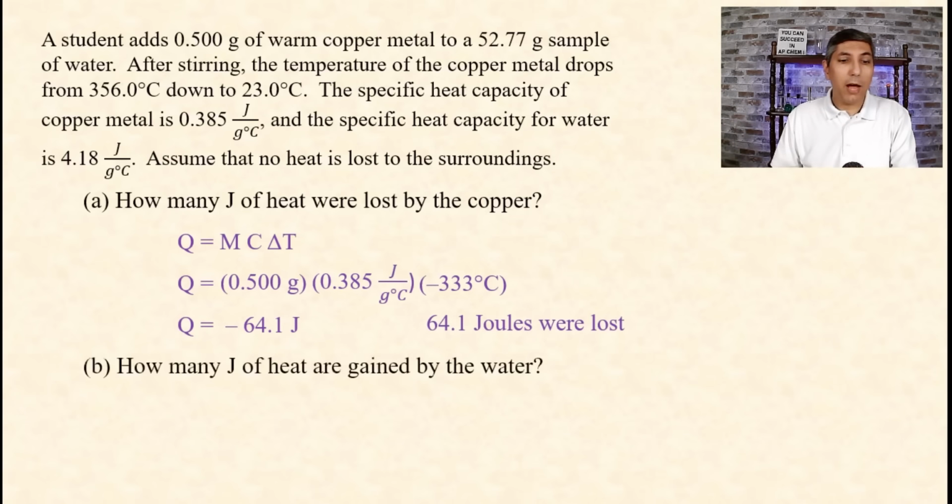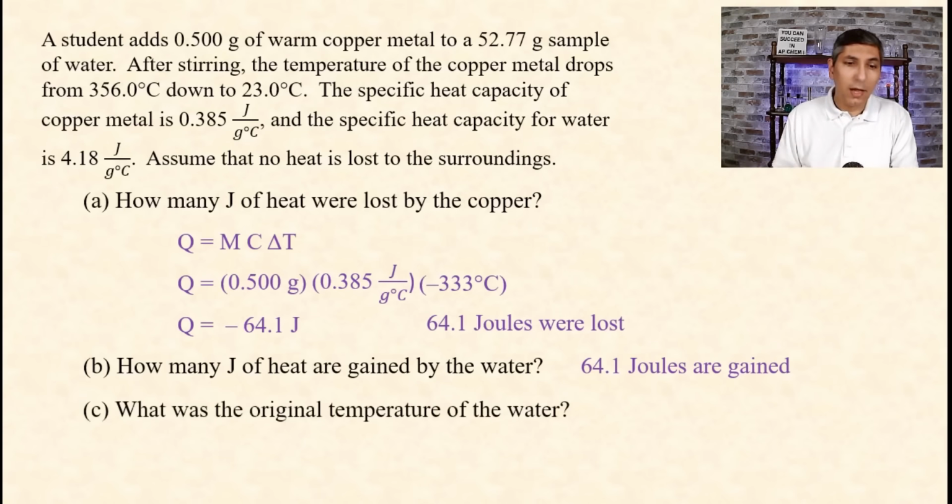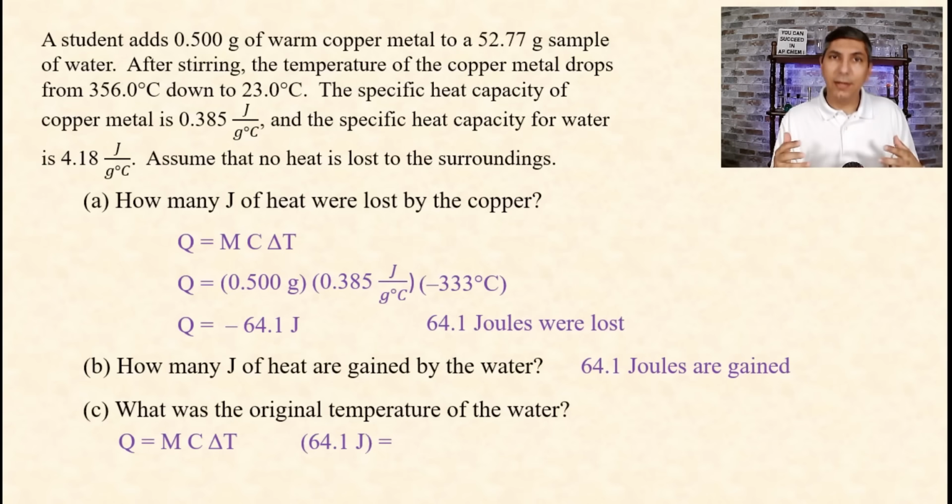Now, part B says, how many joules of heat are gained by the water? Well, the first law of thermodynamics tells us that we never destroy or create heat, it's just transferred in a chemical or physical process. And the problem tells us that we're assuming that no heat is lost to the surroundings. So if 64.1 joules of heat are lost by the copper metal, that means that 64.1 joules of heat must be gained by the water. Now, part C says, what was the original temperature of the water? Well, once again, we're going to use Q equals MC delta T, and this time the Q is 64.1 joules because that's the amount of heat gained by the water.